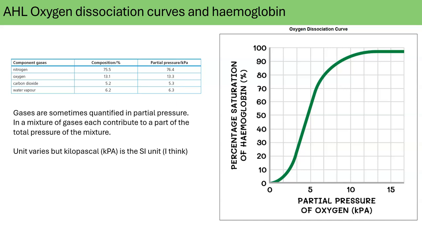And that's the SI units of kilopascal. So that's what this partial pressure actually means. It's the contribution of a given gas to the full pressure inside a tissue, for example. And this is what we call the oxygen dissociation curve of hemoglobin.